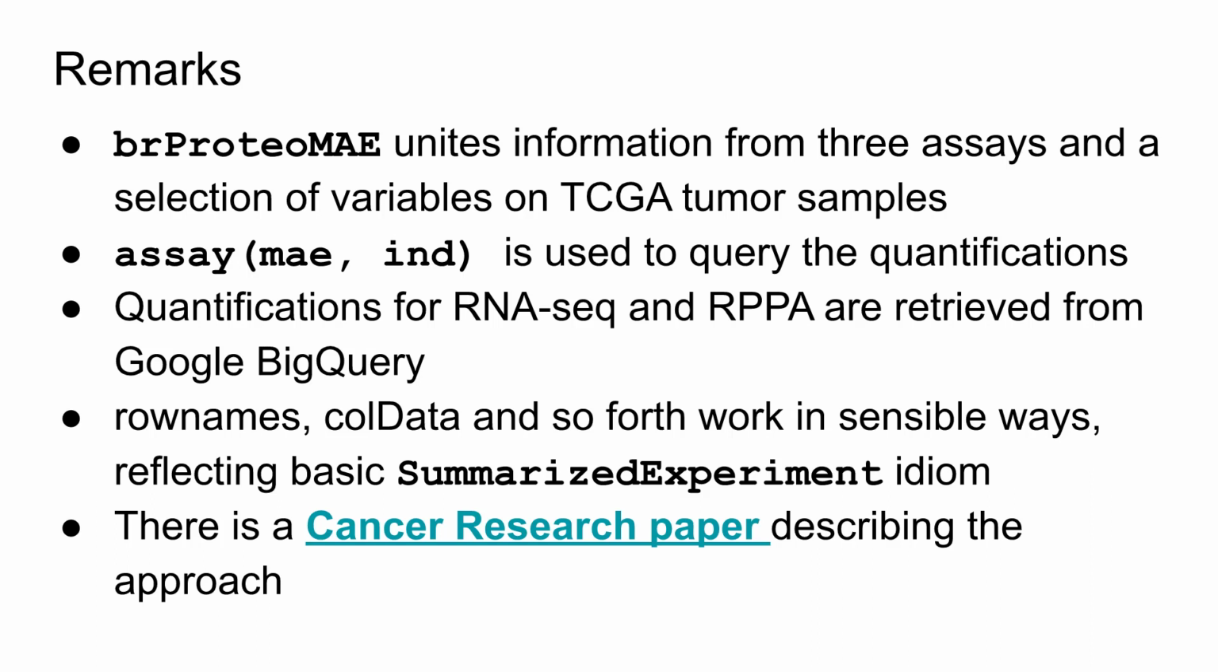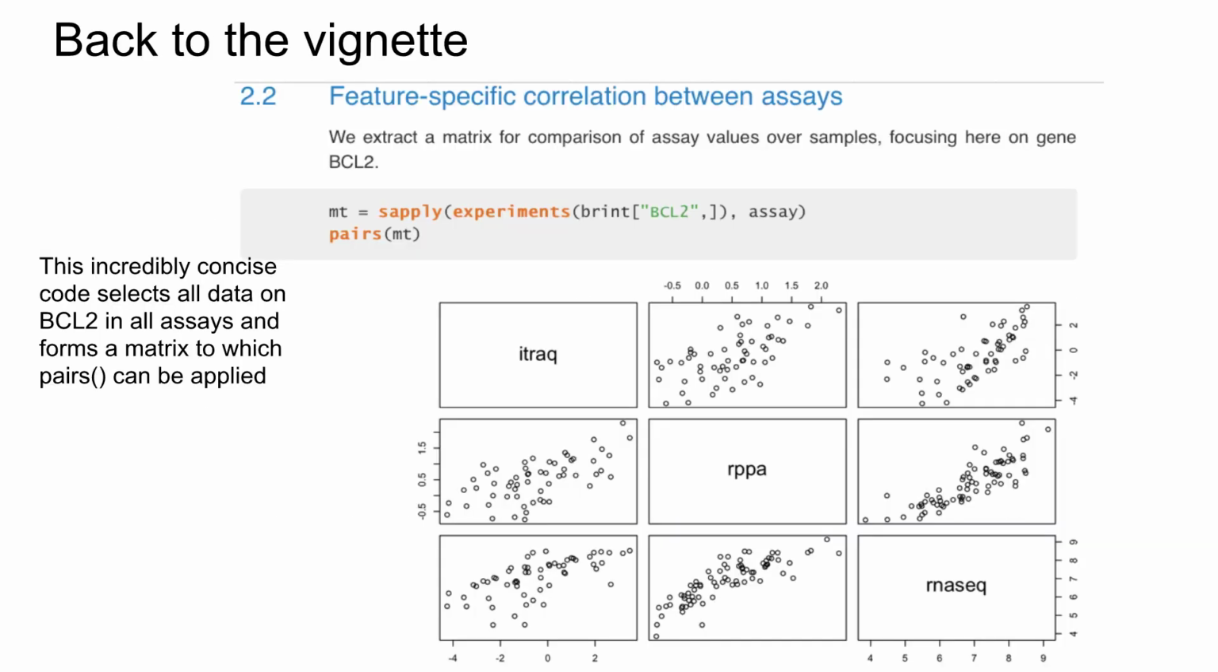Row names are like row names on a matrix or a data frame. colData works on the multi-assay experiment, reflecting the basic SummarizedExperiment idioms. And there's a paper that we published describing this whole multi-assay experiment idea. So let's go back to the vignette and start getting into the numbers.